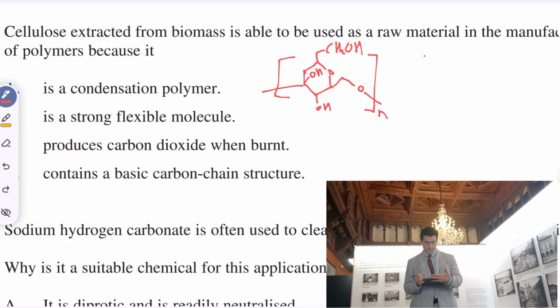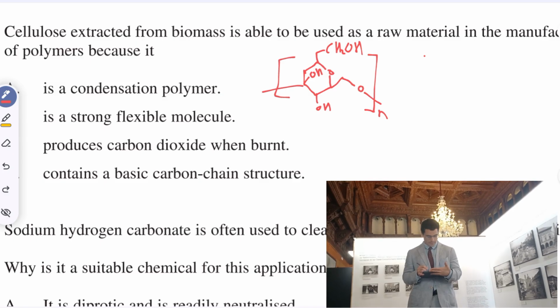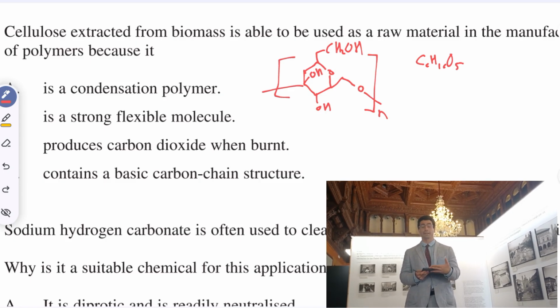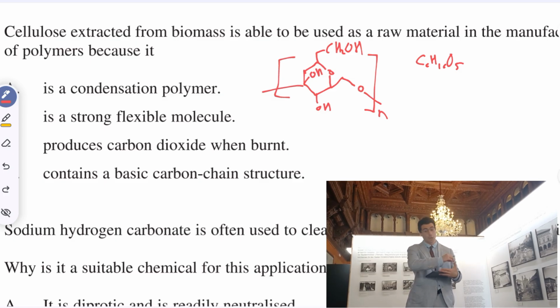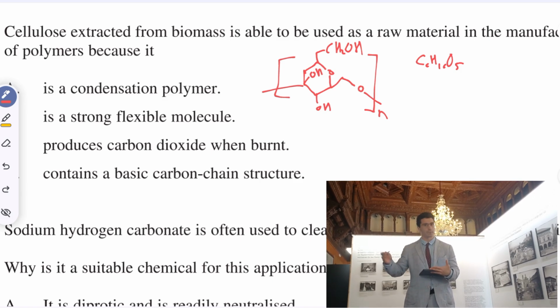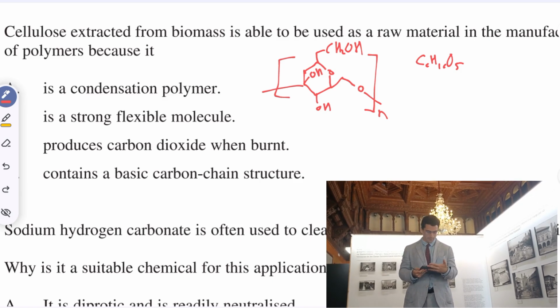Now, the empirical formula for cellulose is C6H10O5. However, please do not be confused into thinking that this is the actual molecular formula of cellulose, because it's a long chain, very, very long chain, but that is just the stoichiometry. That means the ratio or the proportion of the atoms with respect to each other.